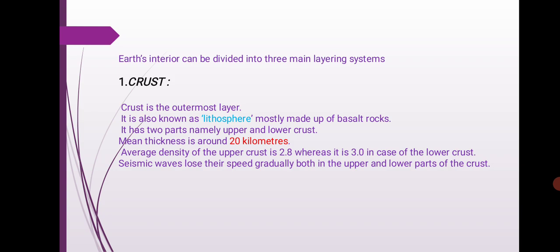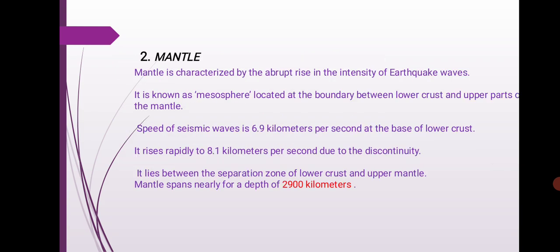As I told, the seismic waves that are created are mostly in the inner part, and the crust is at the outer part. So as the waves move from the inner to the outer part, their intensity reduces. So at the crust the waves have low intensity.